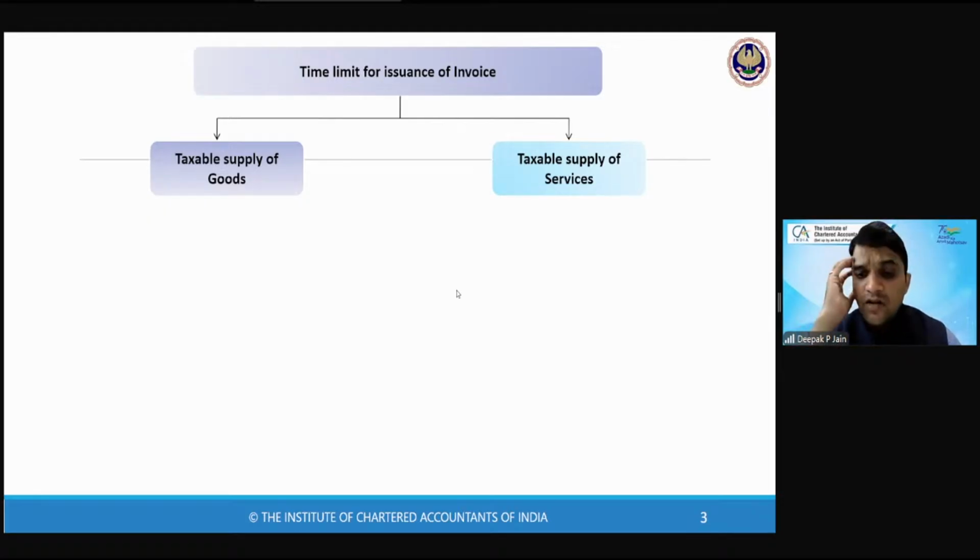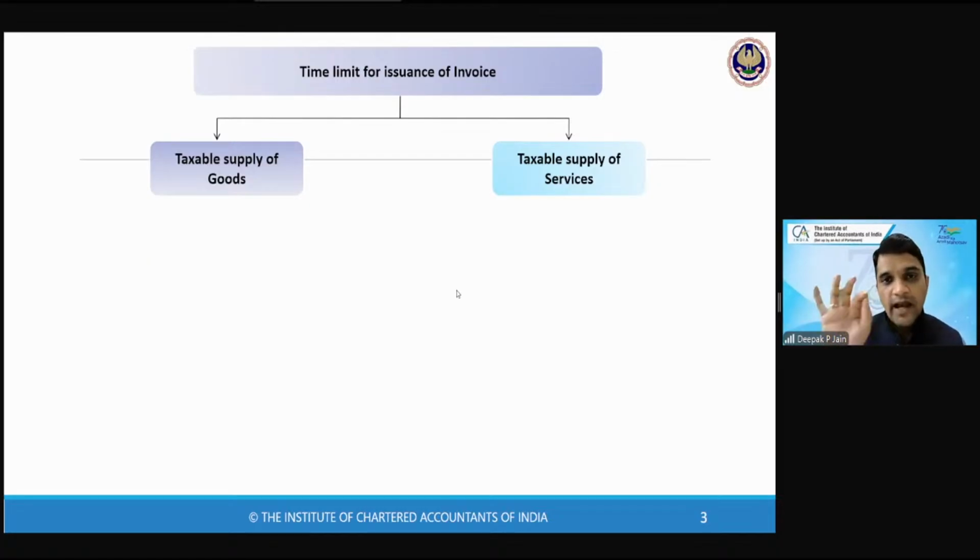Is a handwritten invoice valid for claiming ITC, or is a printed invoice mandatory? The law says an invoice has to be issued. It doesn't say it should be handwritten or printed. Even if it is handwritten, it is a valid invoice, and if it is printed, it is still a valid invoice. There is no mandate that it should be a printed invoice.